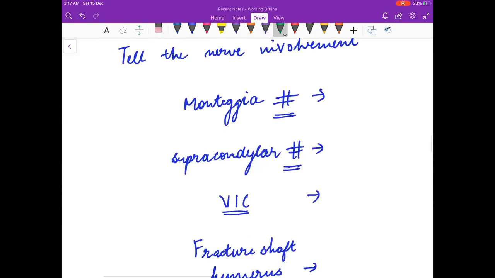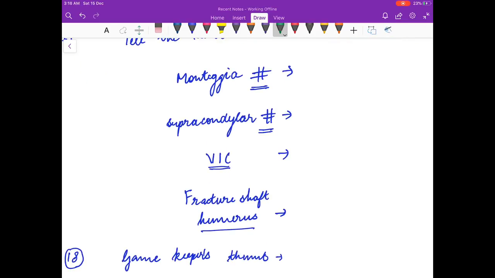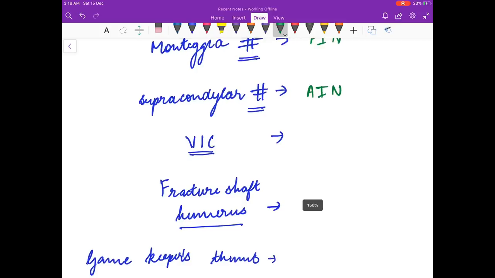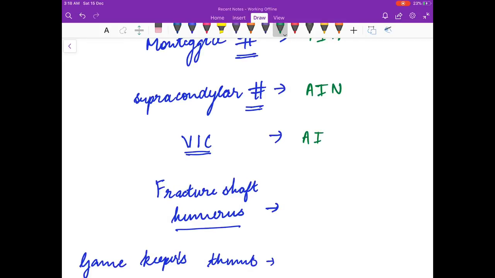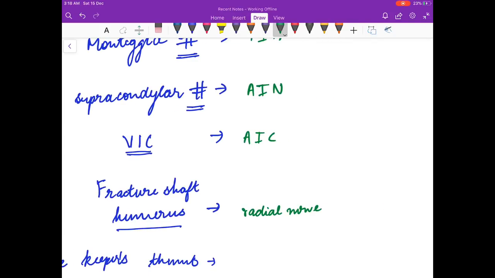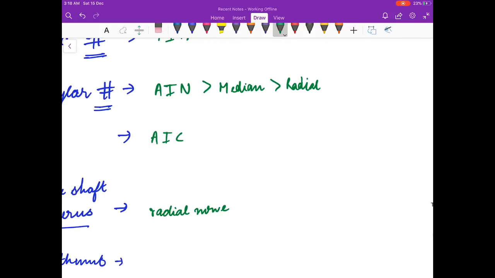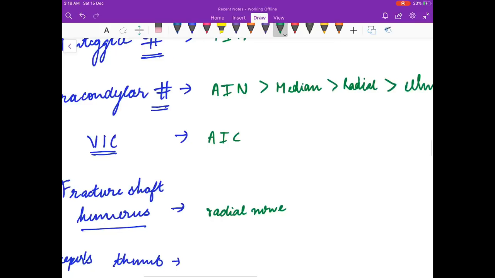So now you will tell the nerve involvement. Nerve involvement in Monteggia fracture is posterior interosseous nerve. In supracondylar fracture, anterior interosseous nerve. Volkmann ischemic contracture, it is anterior interosseous nerve. In fracture shaft of humerus, it is radial nerve. Also in supracondylar fracture, median nerve can be involved, radial nerve or ulnar nerve. So these are the order of involvement in the supracondylar fracture. You can remember it by the mnemonic AMRU.